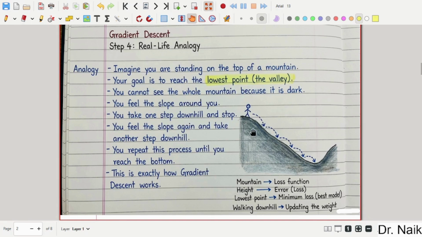Imagine the mountain is our loss function, the height is the error or loss, and the lowest point is the minimum loss the best model has. Walking downhill means updating the weight.